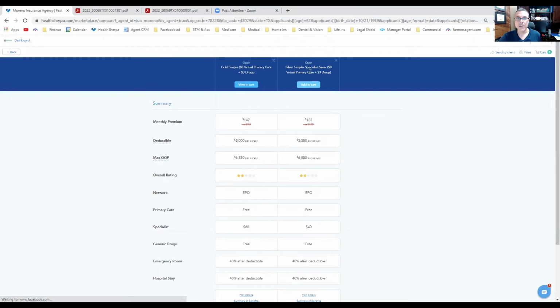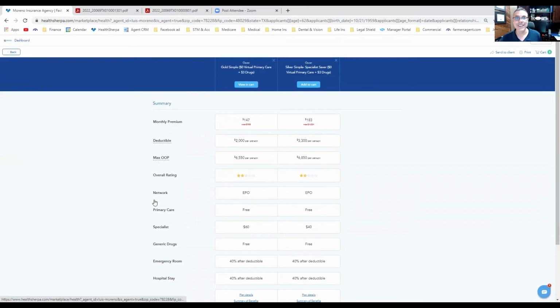So we've got the gold on this side. We've got the silver on this side. Well, look here, guys. In this scenario, the gold is cheaper. The gold has a lower out-of-pocket. It does have a higher specialist copay. I may probably even in this scenario recommend a gold. So again, there's rules, but there's always exception to the rules.